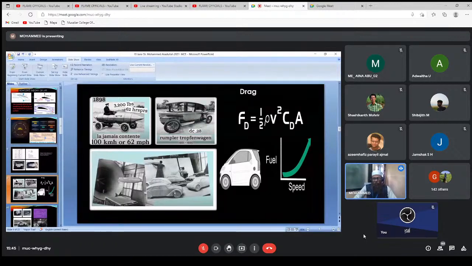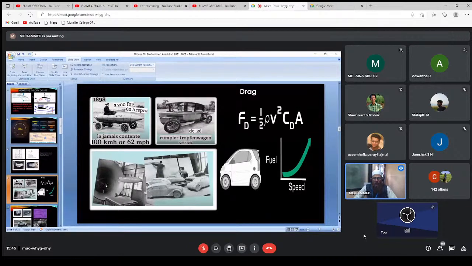Anything we want, whether you want to swim, you have to be aerodynamic. Whether it is your bikes or your trains, the body has to be aerodynamic. If the body is not aerodynamic, then you cannot save your fuel. So all these things will be tested in the wind tunnel. We have a wind tunnel.